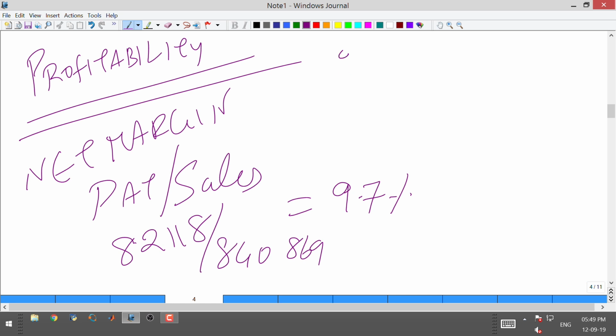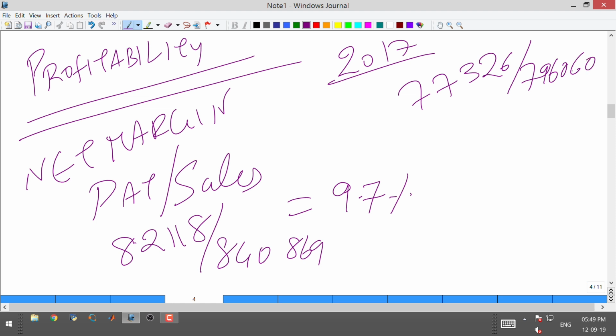If I look at it for 2017, I am just going to do that. 2017, what is my net profit? My net profit is basically 77,326 divided by my total sales 796,060. So that is equal to 77,326 divided by 796,060. It is again the same thing, 9.7%. It was 9.71%, this is 9.76%. That is all the difference you actually have. Your margin is around 9%. That is basically what we see in this particular case.